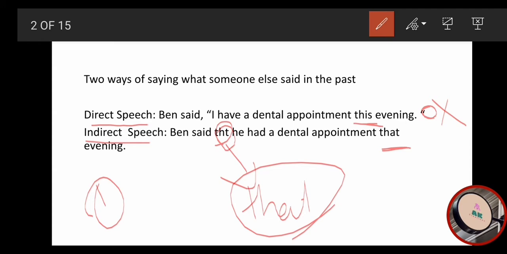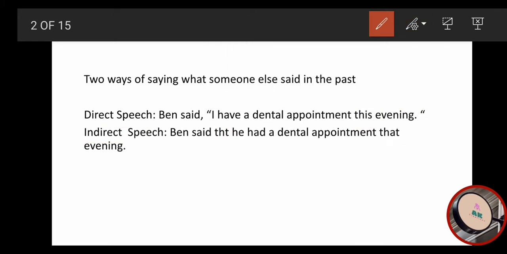When you are going to change a direct speech into indirect speech, this is used in direct speech, but when you are changing it into indirect speech, you have to use "that". Never use the other word, and never use "this" in the indirect speech. Let me make it clear.